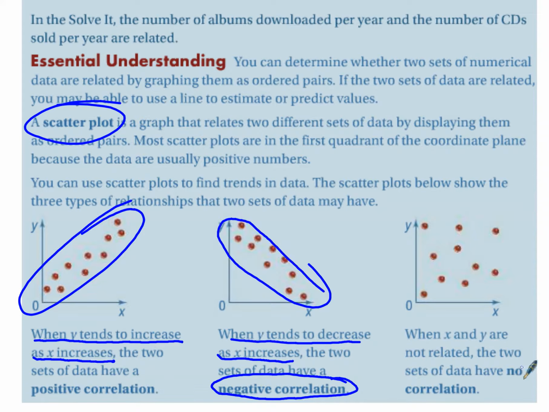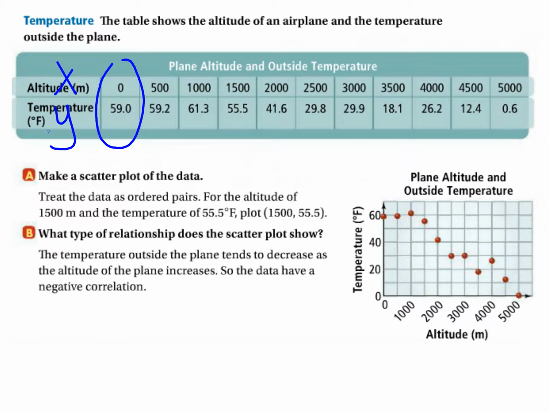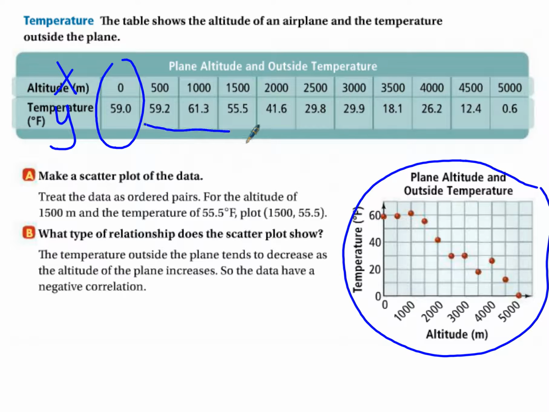Taking a look at temperature and altitude. If I use the data as x's and y's and plot them on a scatter plot located there, after I plot all that data, you will notice that this gives a trend of a negative correlation.